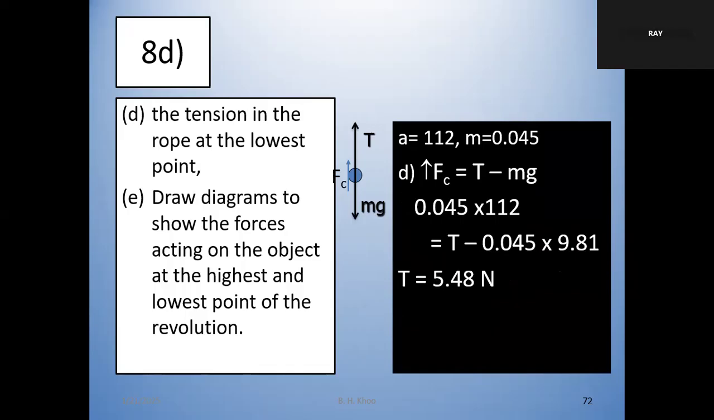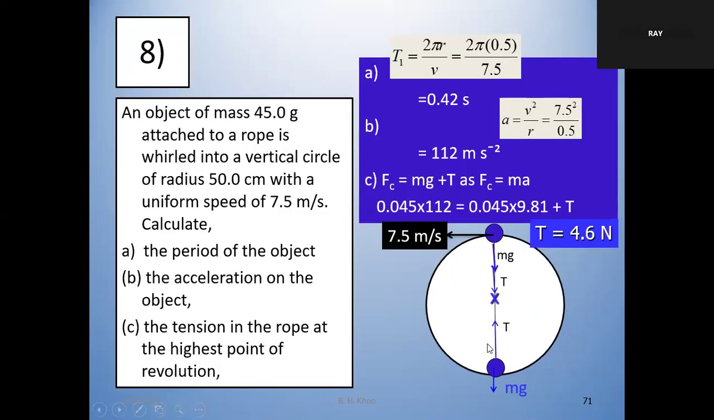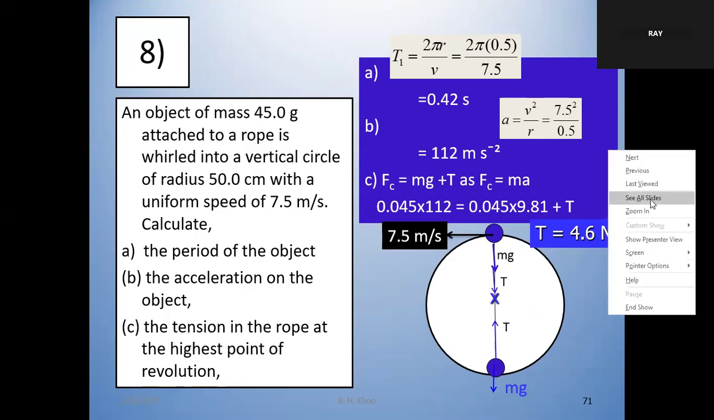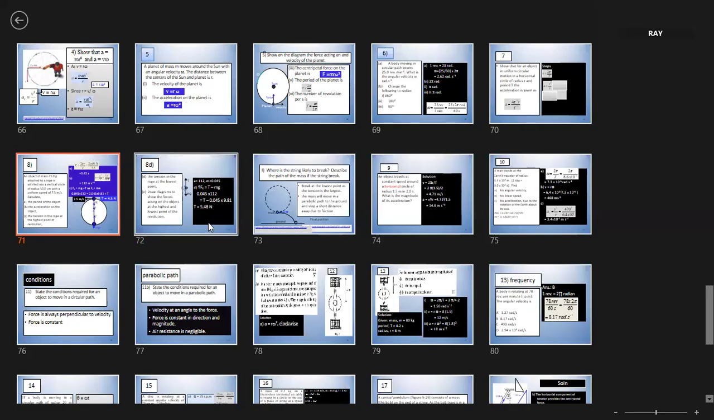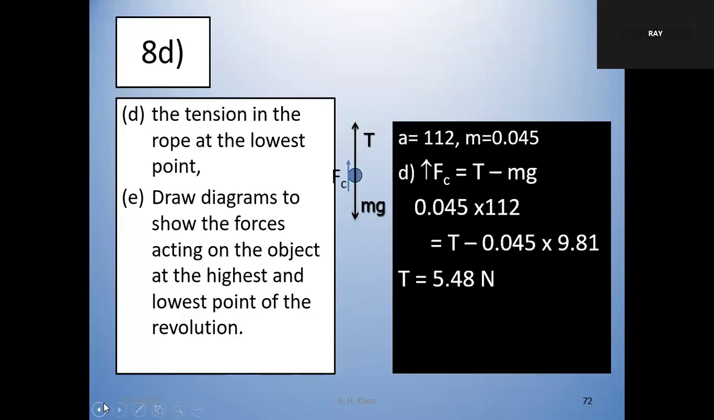Can or not? Okay, the drawing we have drawn already. The forces acting. Yeah, I mean it's okay, but it's not very straightforward, teacher. Not very straightforward because you are new to the equation.